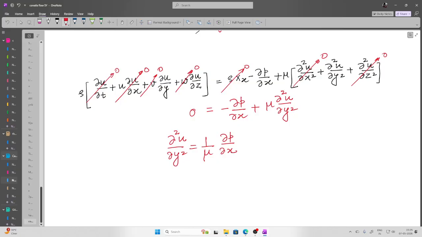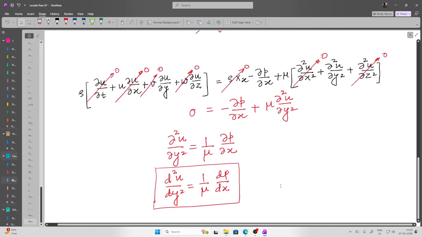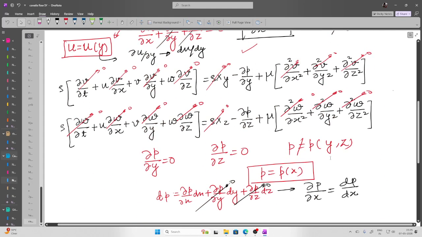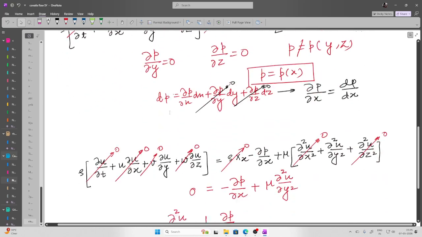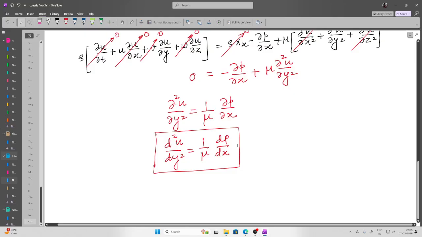But p is a function of x only and u is a function of y only. So this partial derivative will get converted into an ordinary derivative. Now you can very well appreciate the fact, friends, that the parallel flow with other assumptions has led to solving this humongous looking task of Navier-Stokes, because these assumptions for the flow, that is Couette flow, have led us to this particular differential equation, which is an ordinary differential equation and very easy to solve.